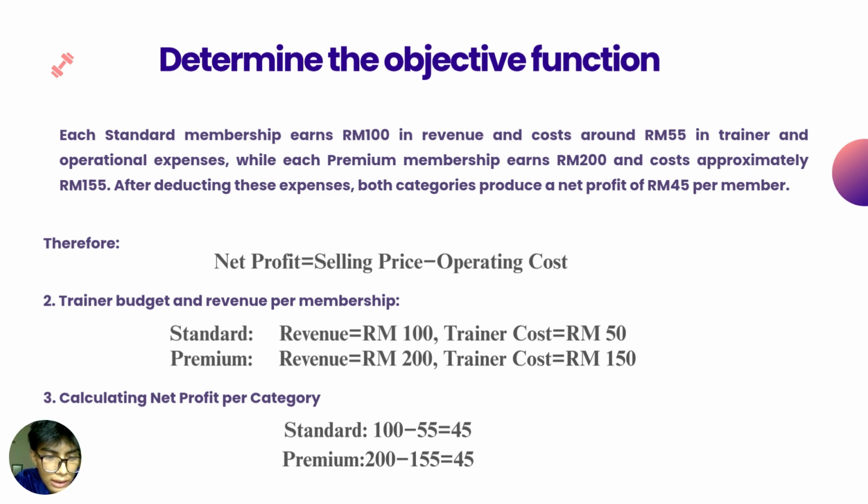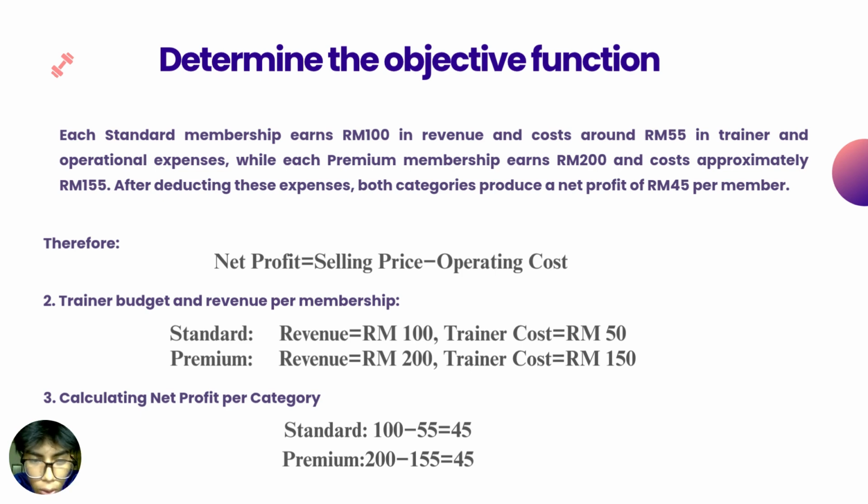As you can see here, the standard one, the revenue is equal to 100 ringgit, while the trainer cost is 50 ringgit, and the premium one is 200 ringgit for the revenue and 150 ringgit for the trainer cost. So after we calculate the net profit per category, the standard one is 100 minus 55 equal to 45, and the premium one is 200 minus 155 equal to 45.